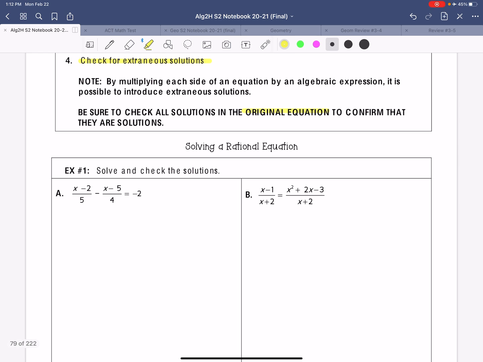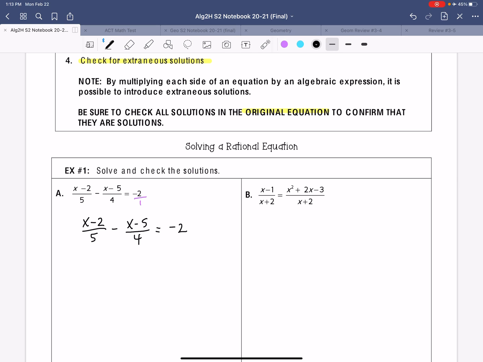All right, we're going to look at A. I want to figure out my least common denominator. Technically this -2 is over 1, so I have 5, 4, and 1. What is the lowest number that 5, 4, and 1 can all multiply into? Hopefully you realize that's going to be 20. I'm going to rewrite this: x minus 2 over 5 minus x minus 5 over 4 equals -2.